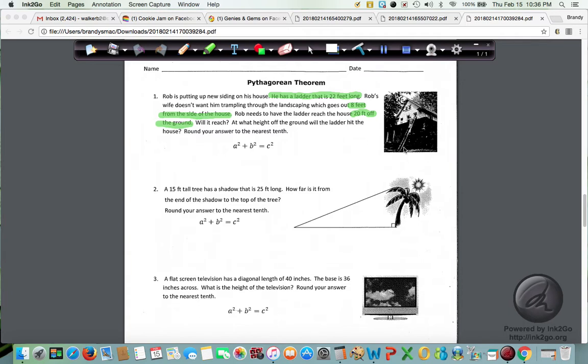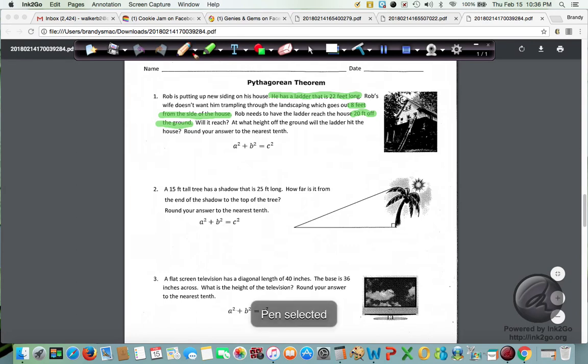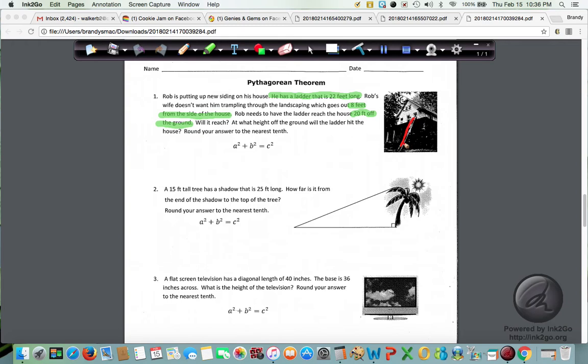They give us a picture, which is nice. It's kind of dark in the printout, but let's see if red will work. So here's my ladder. You guys see that? The ladder right there? And then the base is going to be this guy right here. And then our house is the straight up and down line. So they want to know if it will reach. Whenever you have a problem that talks about the ground and then something straight up, whether it's a house or like this palm tree, that is your right angle.